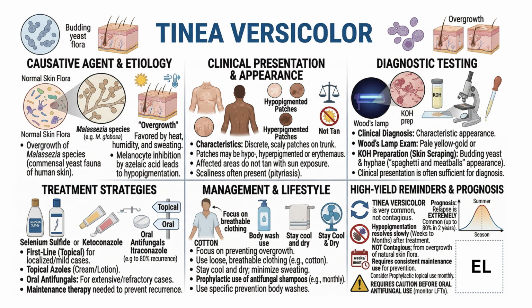Finally, let us review some high-yield reminders and prognosis. First, tinea versicolor is very common and completely benign. Second, an important point often misunderstood by patients is that this condition is not contagious. It results from overgrowth of normal skin flora, not from transmission between individuals. Third, recurrence is extremely common. Studies suggest that recurrence rates can be as high as 80% within 2 years, especially in warm climates. Therefore, maintenance therapy and preventive measures are often recommended.